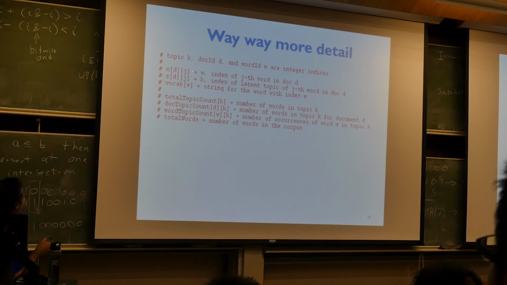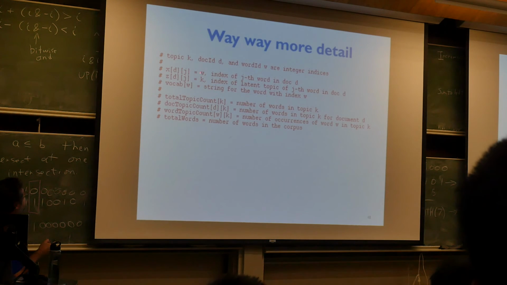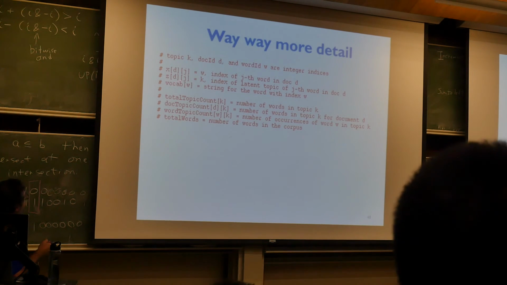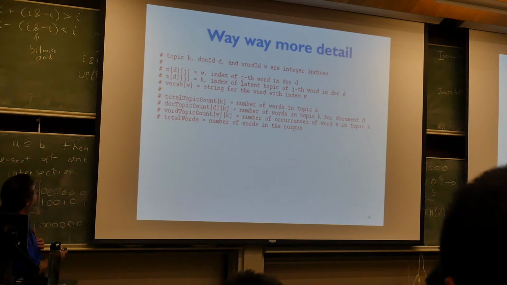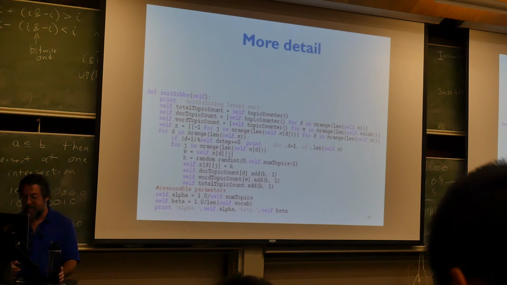X sub D sub J is like a two-dimensional array, a matrix if you want. It's the index of the jth word in document D. And this is the index of the latent topic for that word. I have another thing here, which is just the mapping from the word index to a string that tells you what the word is, for debugging. And then here are some further things we're going to keep. We're going to keep track of the total number of words in the kth topic, the total number of words in topic K for document D, the total number of occurrences of word W in topic K, and the total number of words in the corpus. So these are a bunch of counters I'm going to keep. These are the things that were summations in the math.